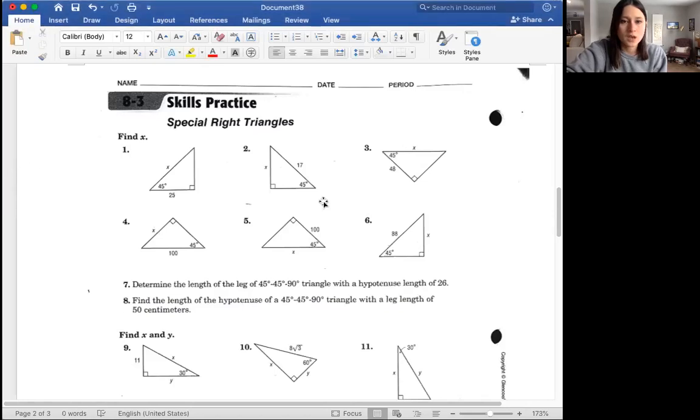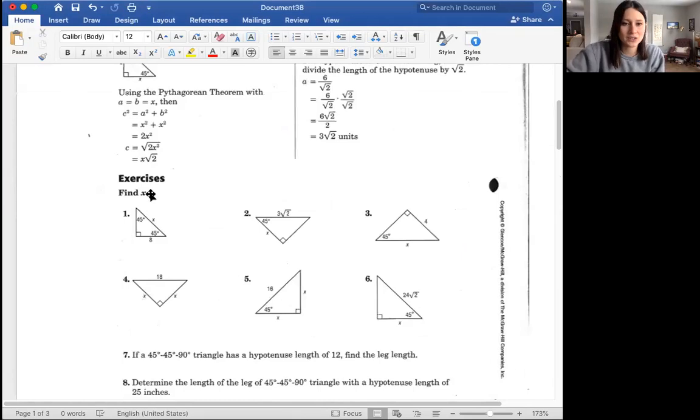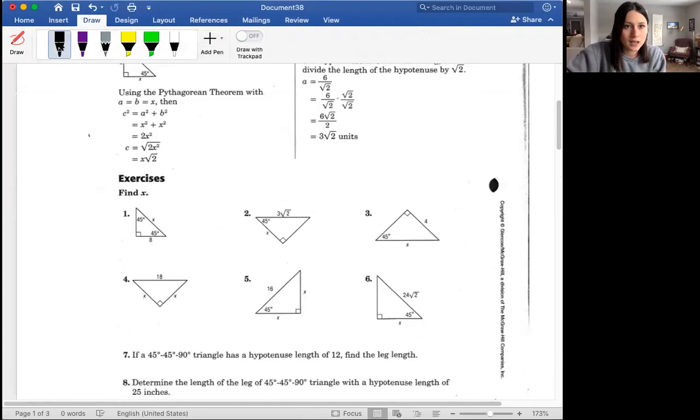Right here. So on our study guide, we're going to just find x. So that's the hypotenuse here. So if my leg is 8, then our x would be 8 times square root of 2. Let's do number 3. If this leg were 4, then the hypotenuse would be 4 times square root of 2. Okay. Let's see. I think all the other ones, the hypotenuse is given to us.